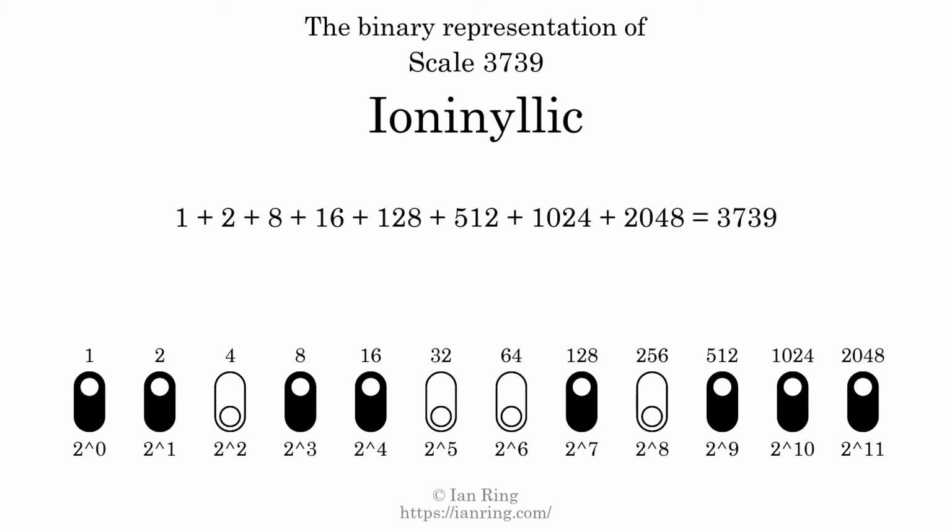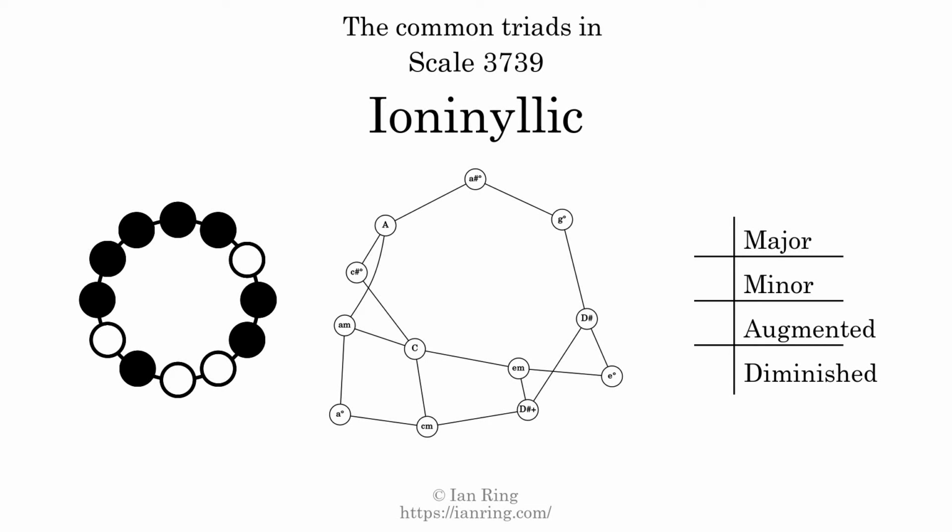That is why the scale number, in decimal, is 3739. The scale number not only enumerates the scale with a unique index, but it also literally describes the tonal content of the scale. Represented as a binary number in base 2, the scale number is 111010011011. Here are the common triads present in this scale.